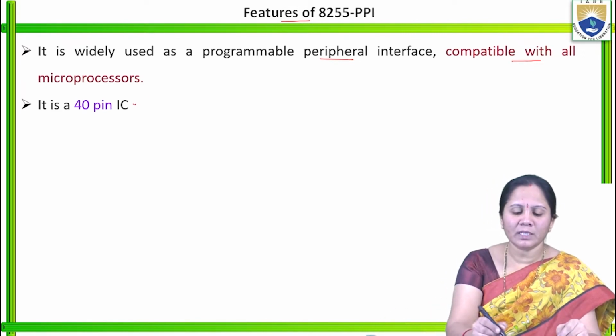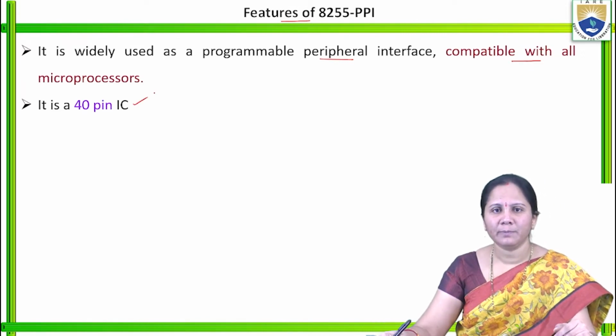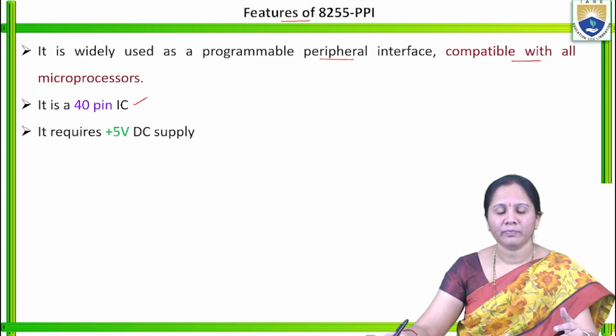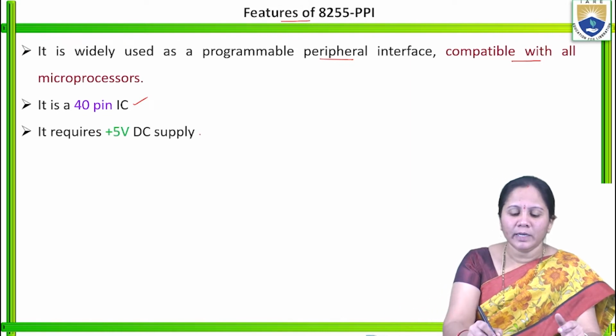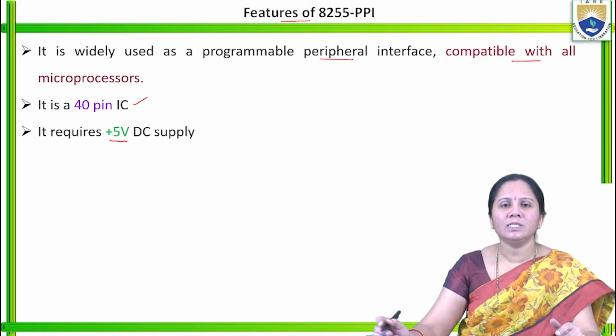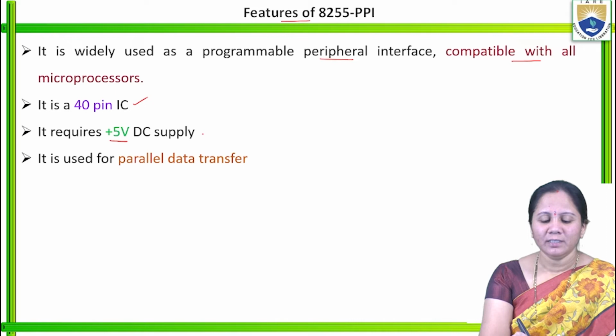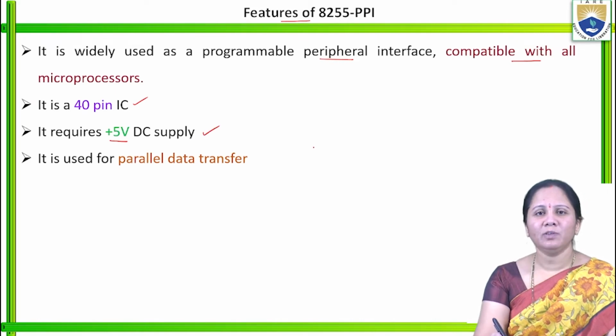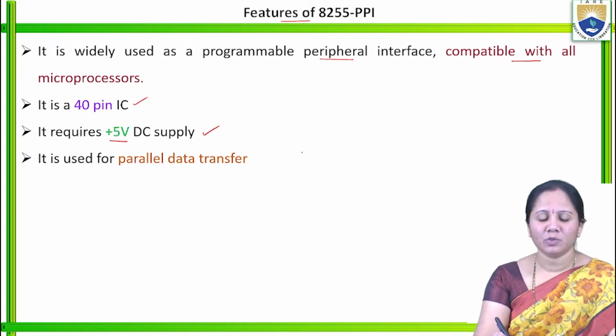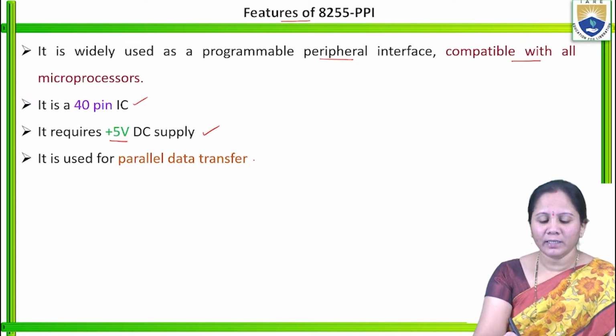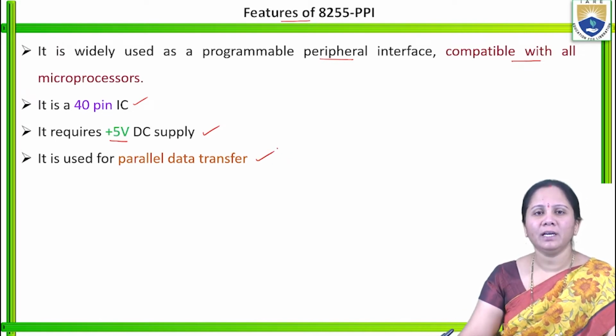Another one is, it is a 40 pin IC. All these 40 pins are arranged in a dual inline package. It requires a plus 5 volts DC supply, so that is the operating voltage. It will be operating at a 5 volts DC supply, and it is used for parallel data transfer.